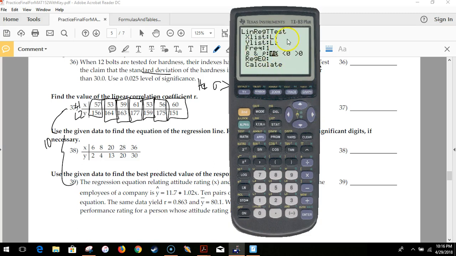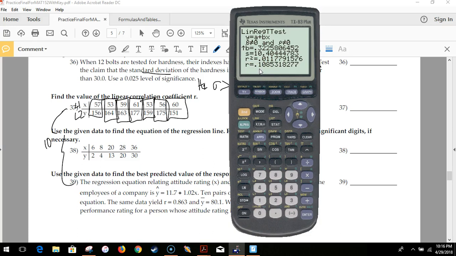Good news is you can leave all of this stuff alone. L1 and L2 should be X and Y. Frequency should be a 1. We always want this to be a not equal to. Don't worry about the RegEQ because we're not going to graph it. All I have to do is hit calculate. And I'm going to scoot down to R, and there's my R, right? So 0.109. That's all that we wanted for 37.